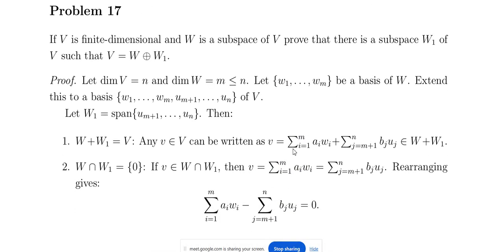V is a finite dimensional vector space and W is a subspace of V. Then there is a subspace W1 of V such that V is the direct sum of W and W1. In the case where V is finite dimensional, we can express V as the direct sum of W and W1.